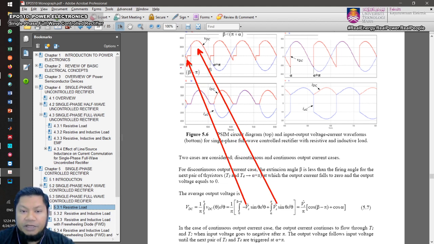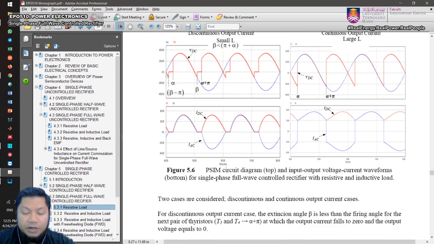Okay, so from here, this point is also known as beta minus pi. So this is very similar to the firing angle, but you subtract 180 degrees, and you will get this point. Now the first integration will be from 0 to beta minus pi, and this waveform is actually the opposite waveform of the supply voltage, isn't it?